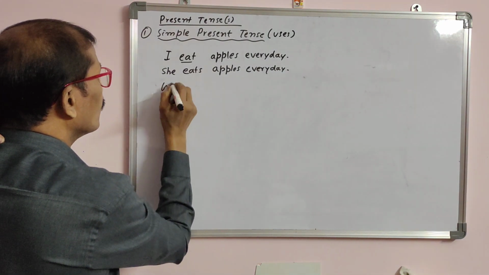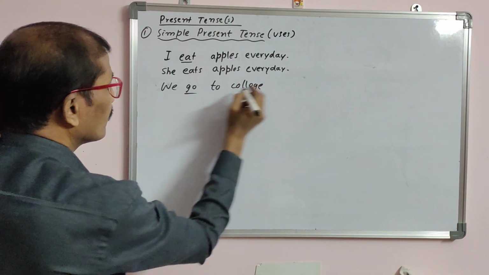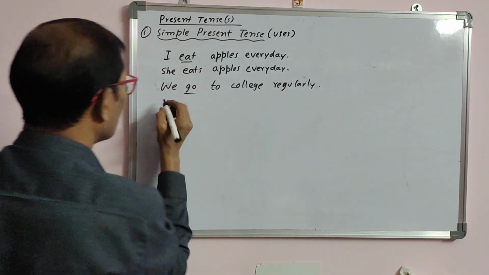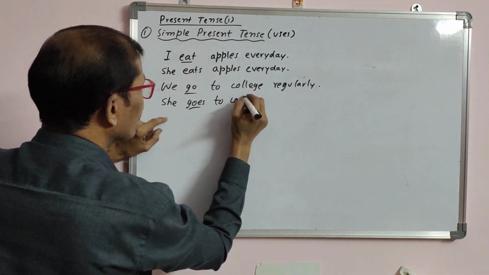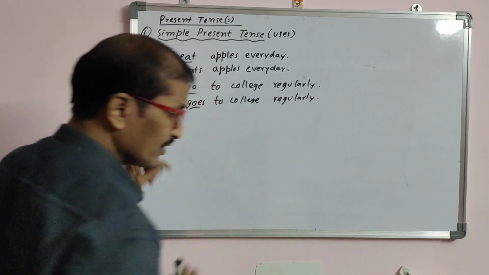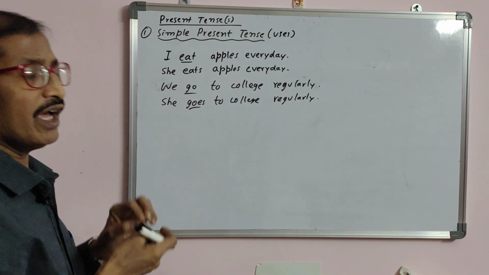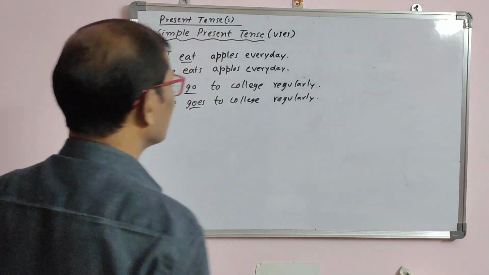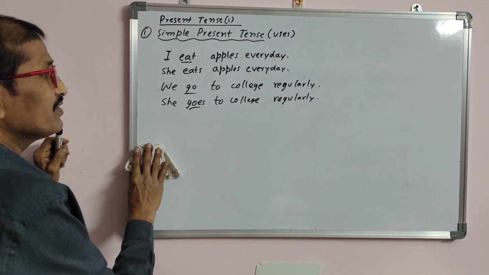We go to college regularly. She goes to college regularly, third person singular. So for habitual actions, for a daily routine action that happens every time, we have to use simple present tense. This is the example.